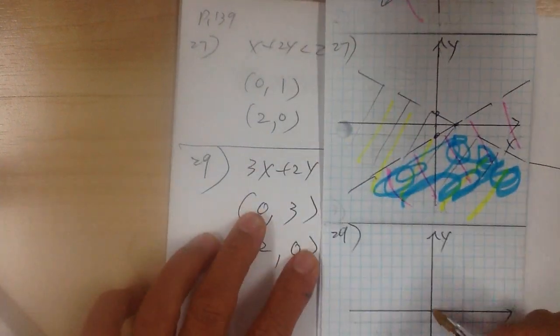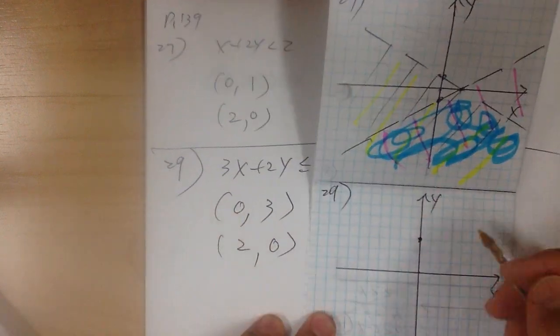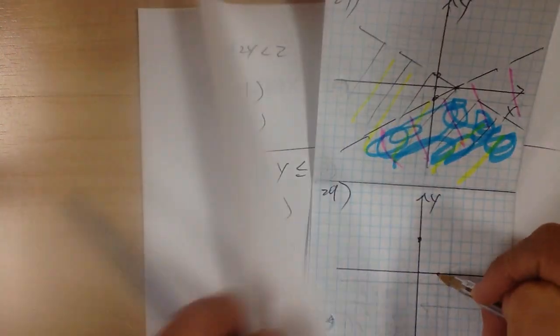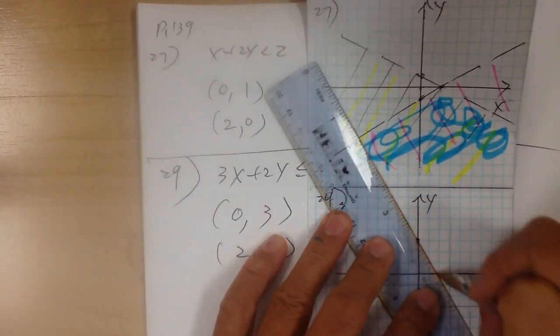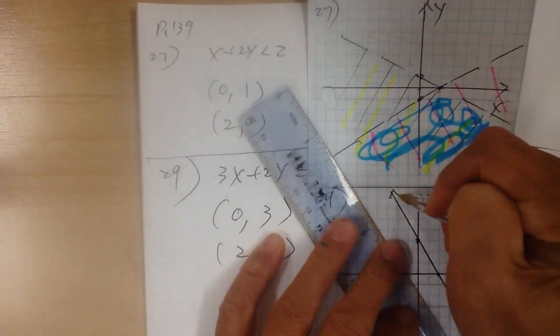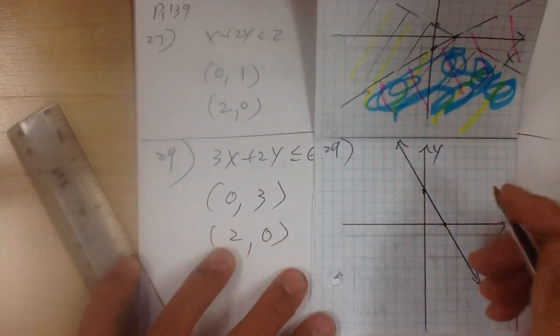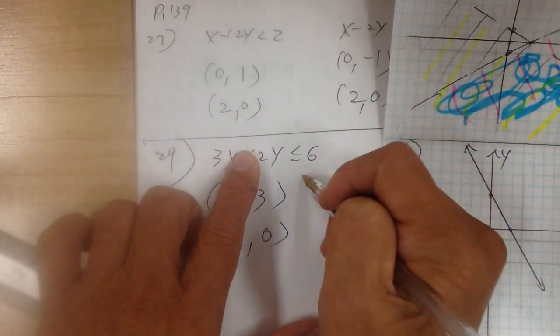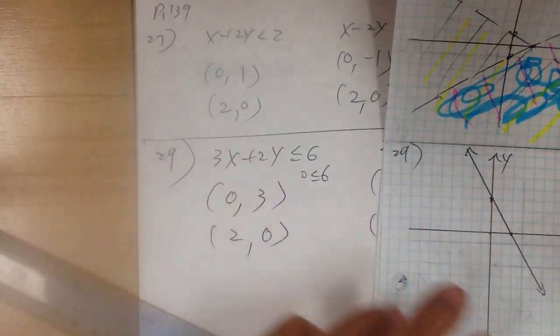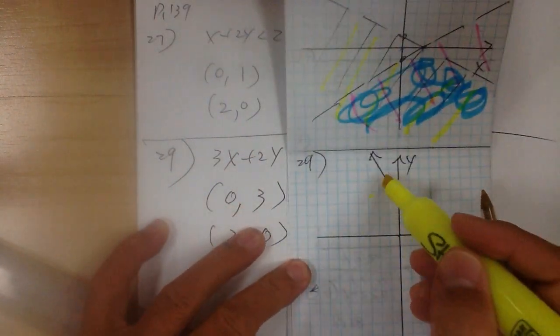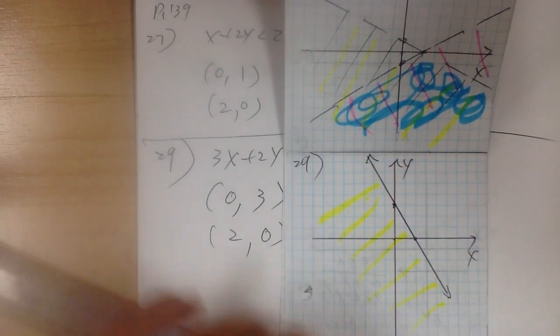Okay, so 0, 3 is over here, and 2, 0 is over here, and it's going to be a solid line. So draw the line. Your testing point, 0, 0, you put 0 in here, you get 0 less than or equal to 6. So that's true. So that means you get this part right over here.